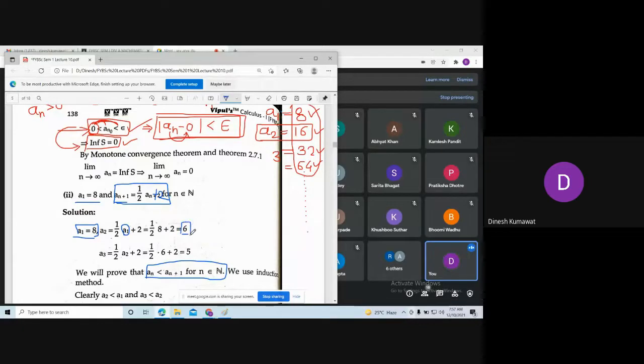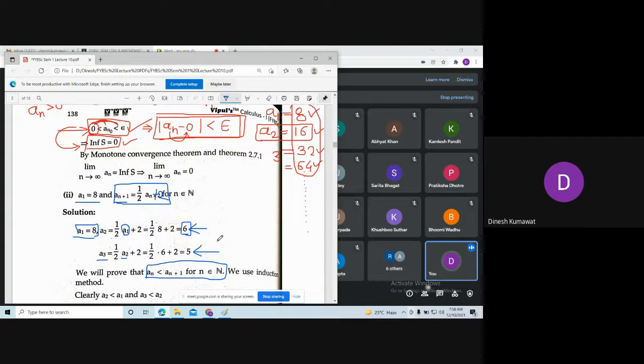Now let us calculate one more term. Now you put n is equal to 2. So on the left hand side we have a3. On the right hand side we have 1 upon 2 times a2 plus 2. A2 we just calculated, it is nothing but 6. So 1 upon 2 times 6 plus 2. This gives me 3 plus 2, which gives me 5. Now you can see the terms of this sequence decrease.